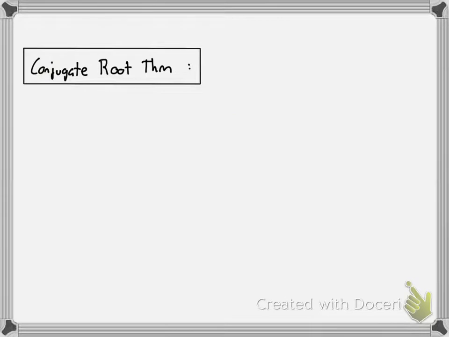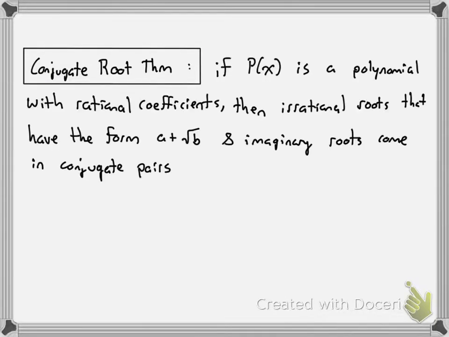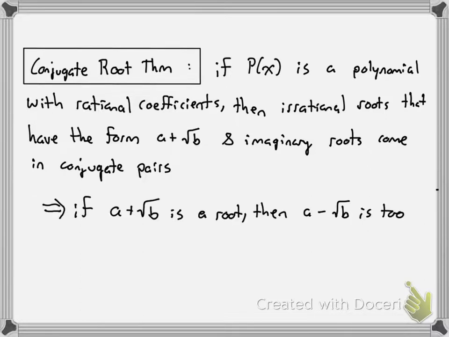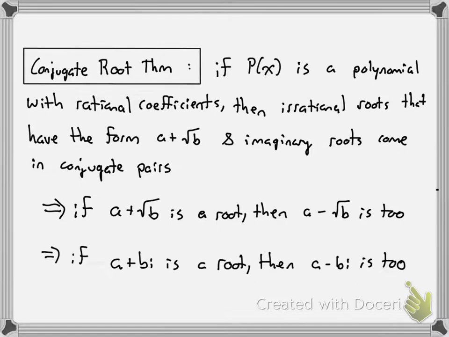The last thing that we're going to talk about in this video is the conjugate root theorem. If p of x is a polynomial with rational coefficients, then irrational roots that have the form a plus square root of b, and imaginary roots, come in conjugate pairs. So basically what this is saying is that if you have a root at a plus square root of b, then its conjugate a minus square root of b is also a root. Similarly with imaginary numbers, if a plus bi is a root, then a minus bi is also a root.